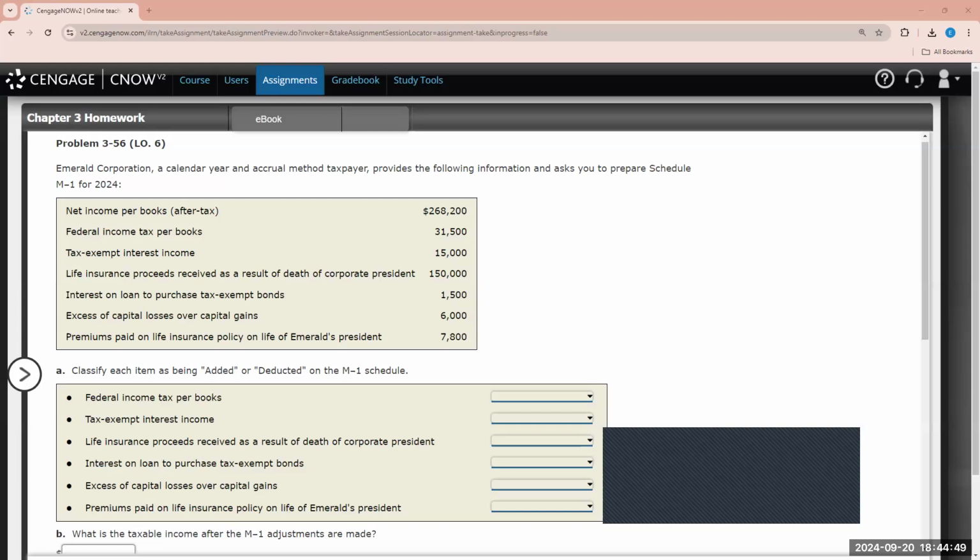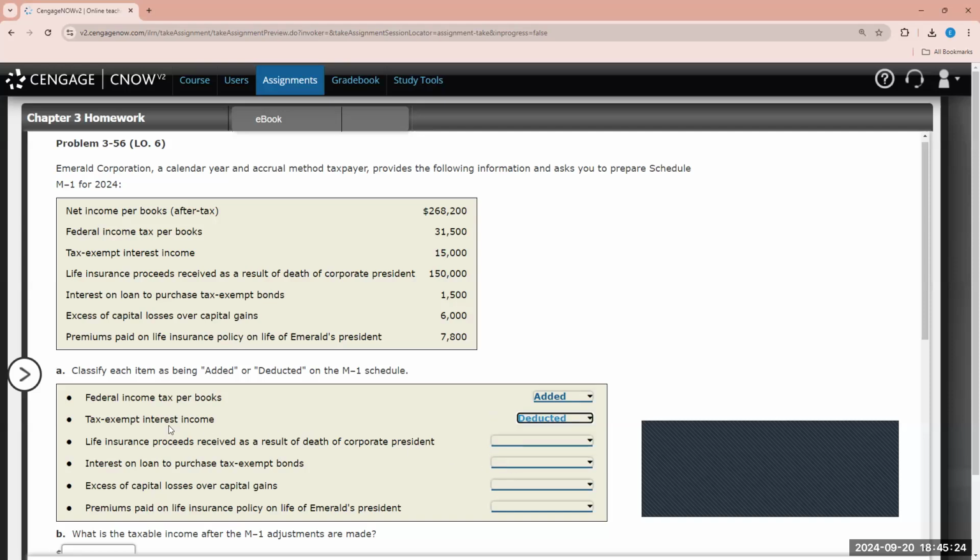So as it relates to the federal income taxes per books, these are added back. So if a company takes an expense for federal income taxes in their book income, this is going to be added back as federal income taxes are not an allowable expense when computing taxable income for tax purposes. Next, we have tax exempt interest income. So on the books, the financial statements, we're going to report it as income. However, for tax purposes, because it is tax exempt interest income, it is deducted.